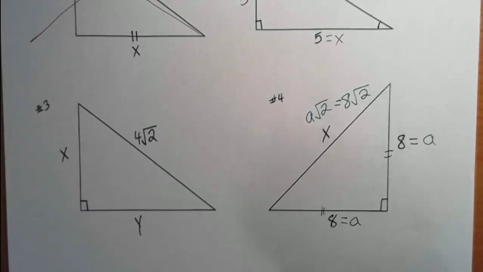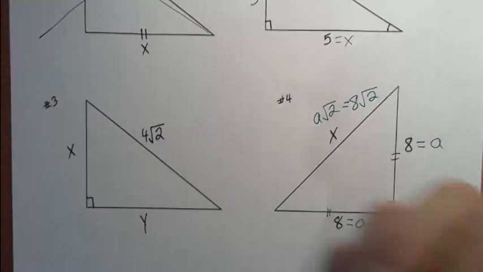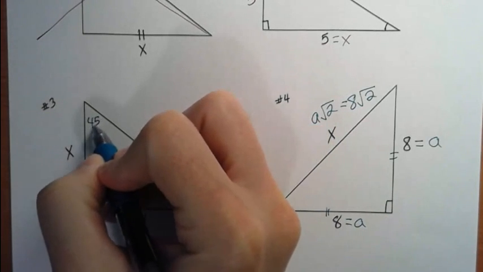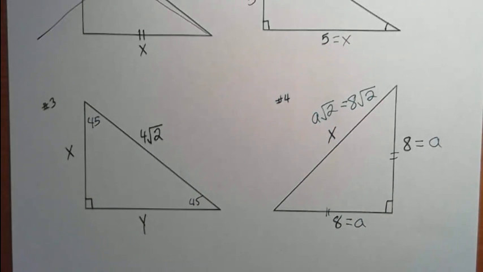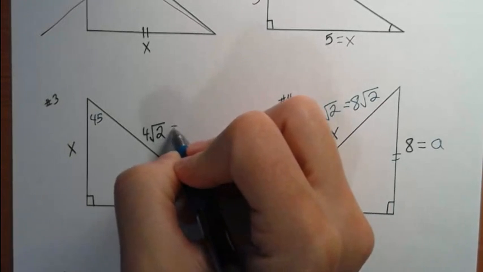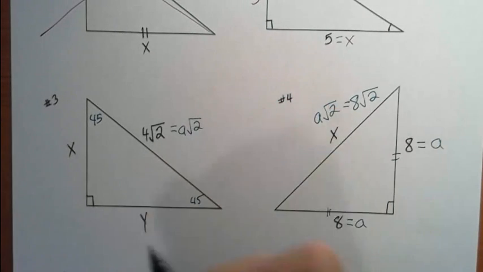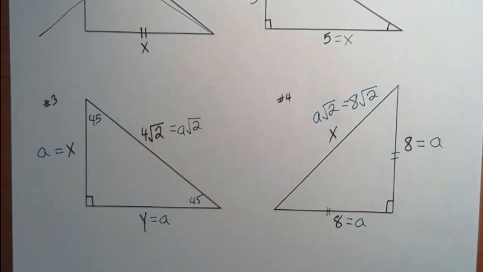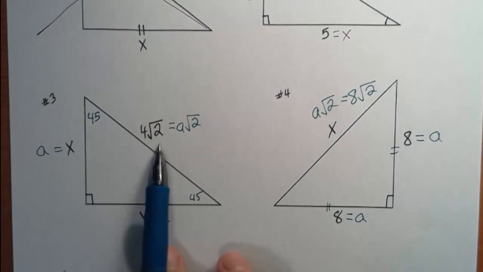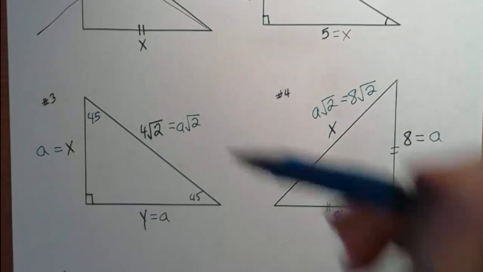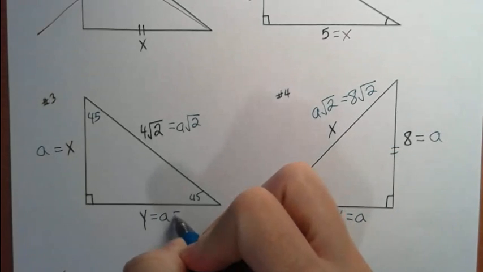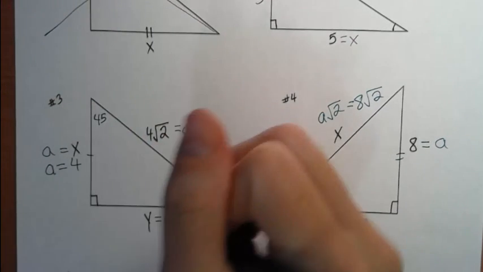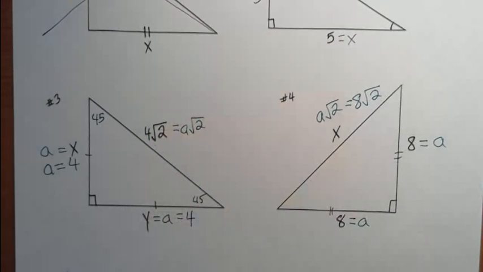Now 4 root 2. With this one, with x and y, it doesn't show that they're the same, but they are in fact the same. So we do have 45 and 45 degrees for our angles. And then we would know that 4 root 2 is supposed to be a root 2, and both of these would end up being equal to a. So if you compare 4 root 2 and a root 2, that means 4 would be equal to a, and 4 would be the length of these two sides of this triangle.